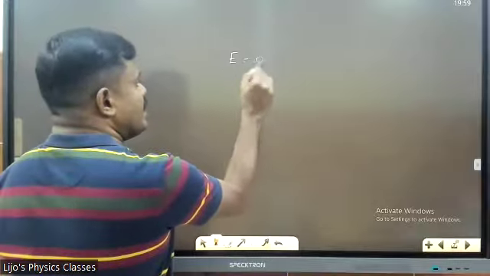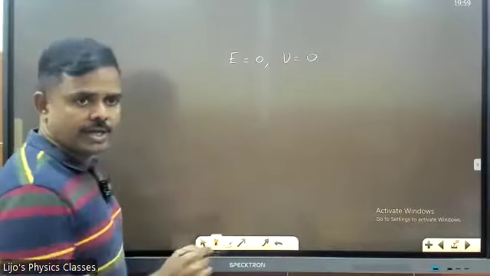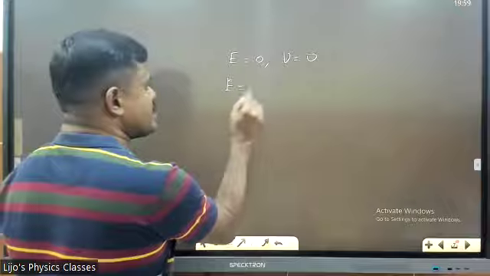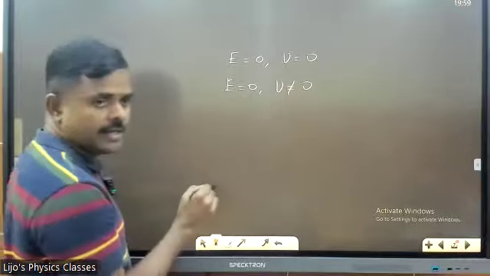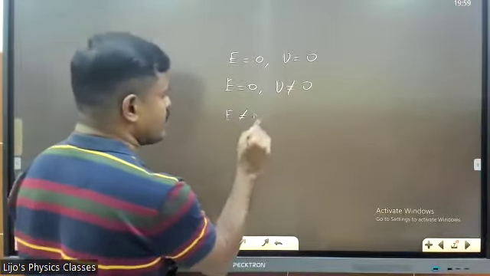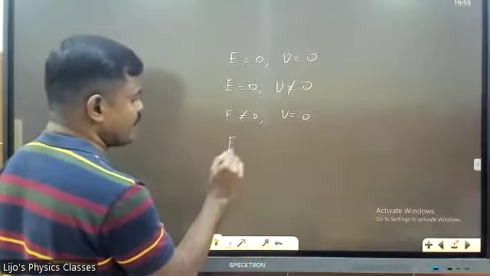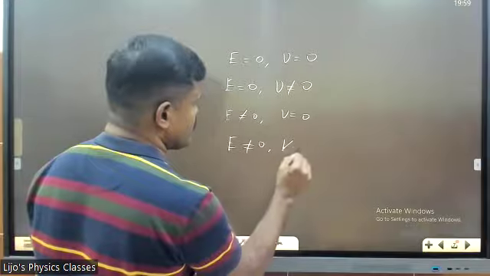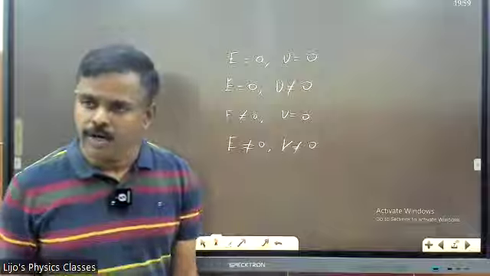Now, can we have E is equal to 0, V is equal to 0 case? Can we have E is equal to 0, V not equal to 0 case? Can we have E not equal to 0, V equal to 0 case? Can we have E not equal to 0, V not equal to 0 case? All are possible.